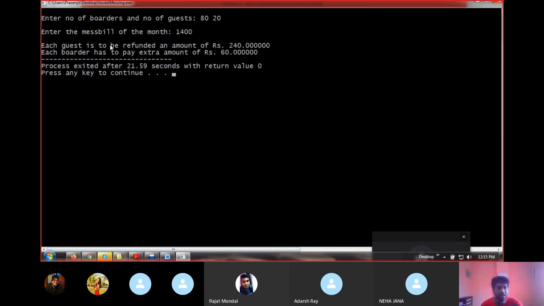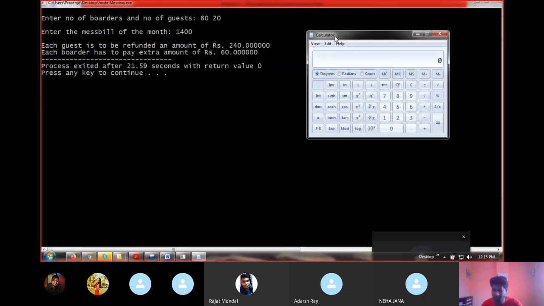So each guest is to be refunded an amount of 240, and each boarder has to pay extra amount of rupees 60. So that means the current mess bill was 1400. Each boarder is paying extra of 60, so that the new mess bill becomes 1460.